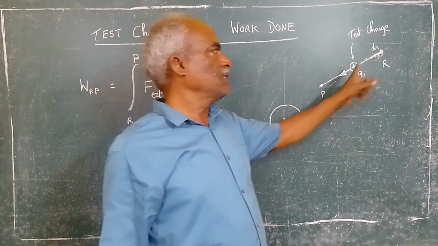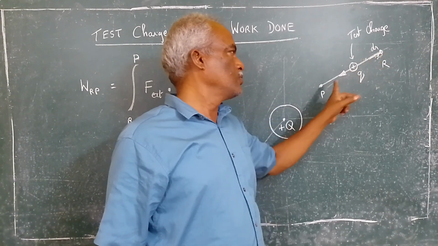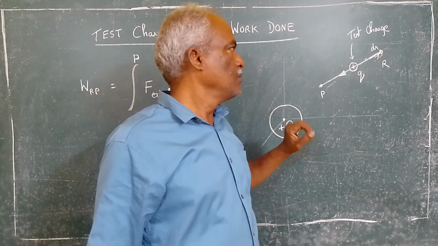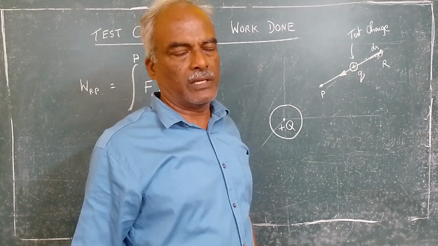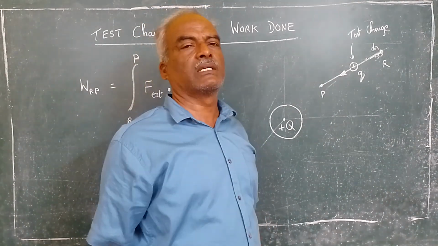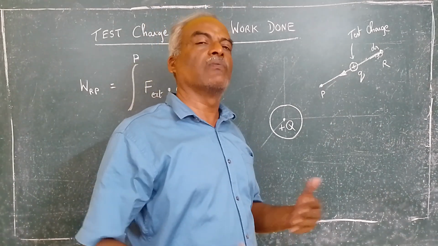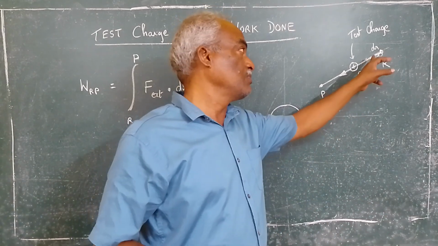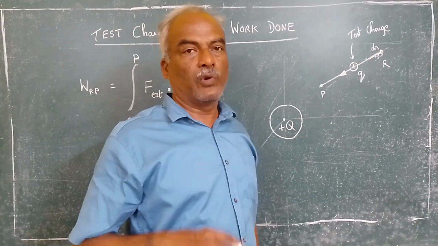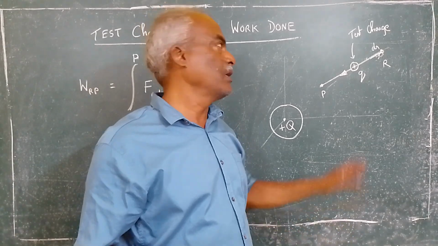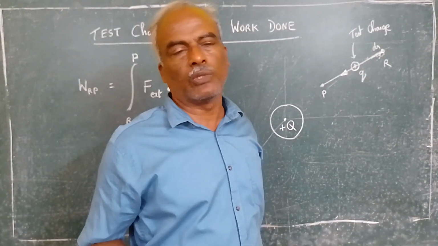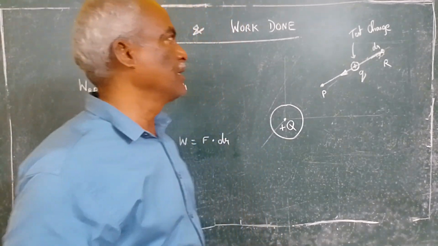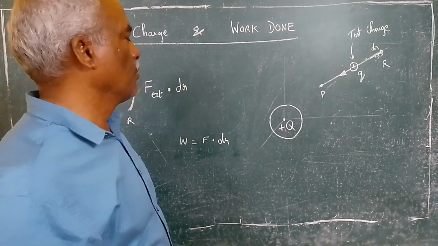So when the test charge tries to move from R to P, as it approaches towards plus Q, the repulsive force will be greater. So you have to overcome that repulsive force, then only a work has to be done. Then only you can move this charge towards plus Q. If you don't overcome that force, then you cannot move this charge towards this plus Q. So that's the idea behind a test charge and the work done.